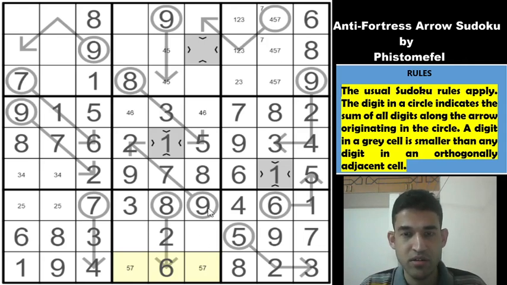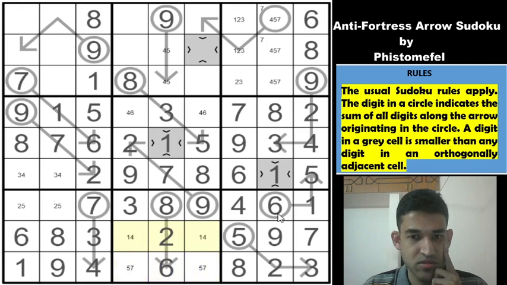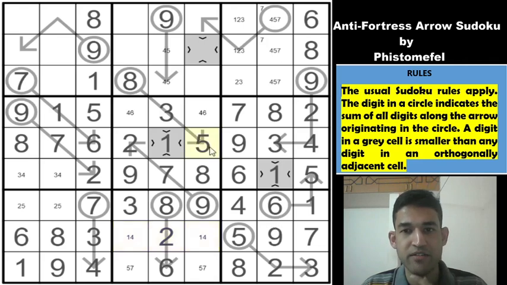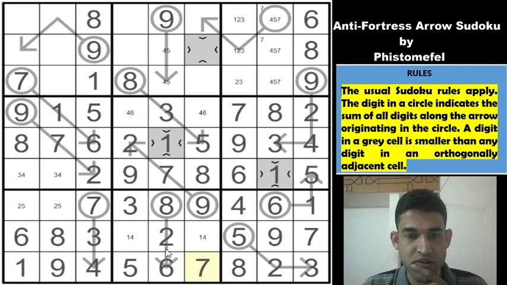Right? So which means that these cells will be 1 and 4. Okay, and this is a 5, so which means the 5 and 7 can be resolved. Okay, where do I go next? I haven't yet looked at this gray cell at all, right?